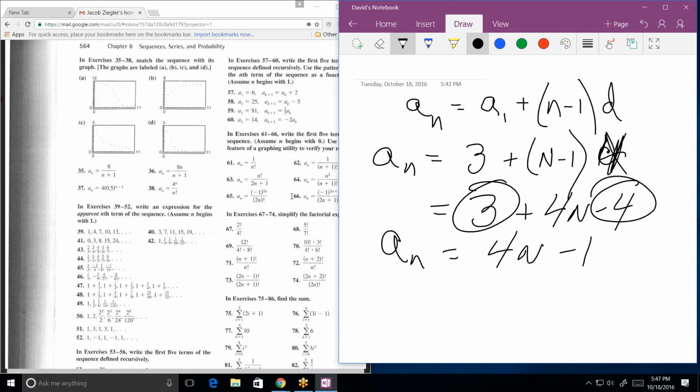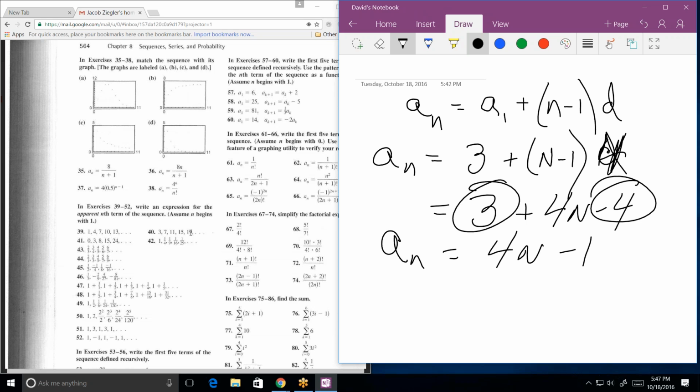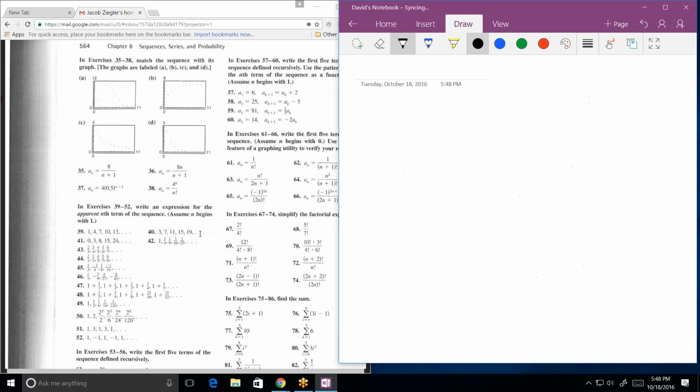And if you want to test it, it's not a bad idea. If your life depended on this, I would at least test it. I can see the sequence, so the fifth term should be 19. Let's try it. A sub 5, is that equal to 19? Yes. We got the right sequence. Okay, now the next one.